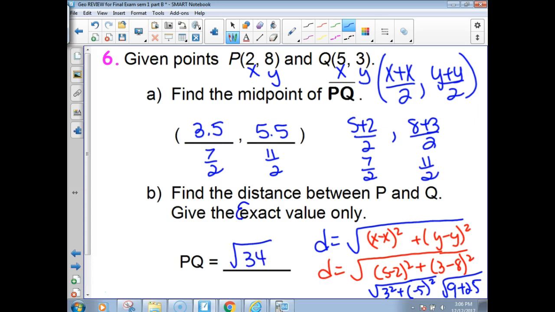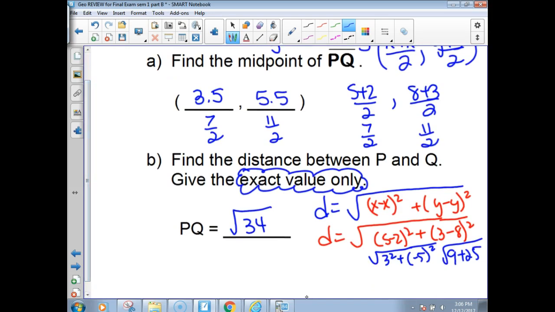You notice this said give the exact value only. That's what this is. You don't put it in the calculator because the calculator gives you a decimal. That's not an exact value. So if you did a decimal, what was it? 5.8 what? 5.83. So if you had that, you didn't do it wrong, you just didn't write the square root of 34.